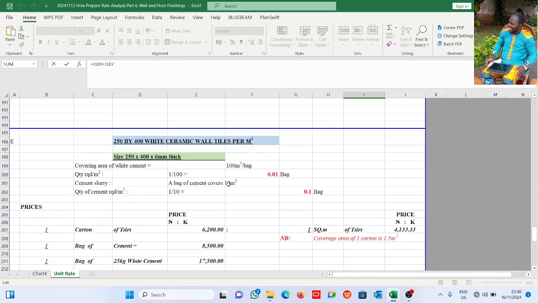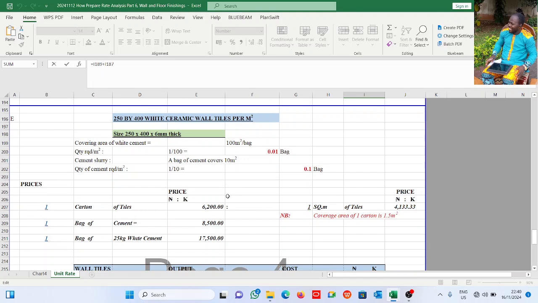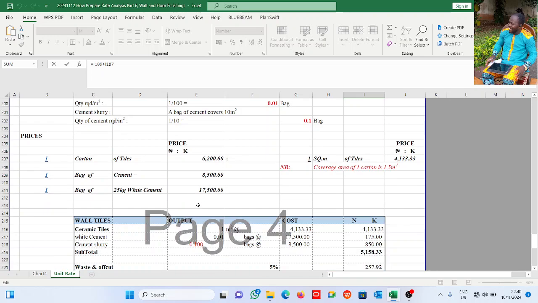All right, now this is wall tiles. 250 by 400. The same process. It's same process. It's just the difference in the size of the tile. One is 40 by 40, but this one is 250 by 400, and you can have it 150 by 230 because it's for wall. The way you have it maybe in kitchen or in toilet, right, and all.